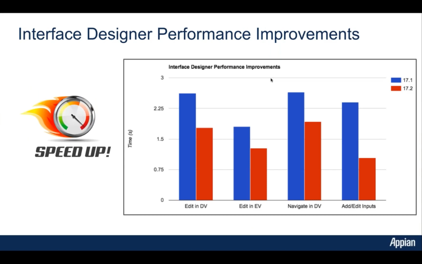And then finally, Interface Designer performance improvements have also been applied. Editing of values, editing EV values, navigating decision values, and adding and editing inputs have all seen anywhere from a 20% to 50% improvement from 17.1 to 17.2.